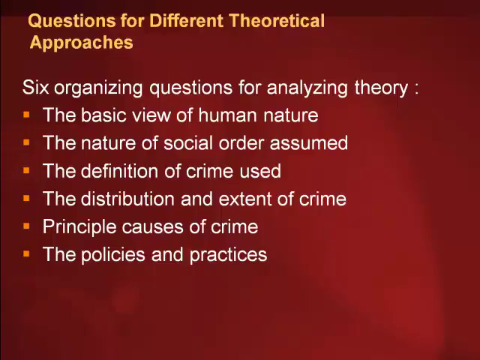In other words, are humans predestined to do bad things unless they're controlled? Some theories argue that. Other theories might argue that humans are a blank slate and we get ascribed bad behaviors, maybe through learning or our environment or whatever. Other theories are dependent on the definition of crime being used or what causes crime or what have you. And some theories particularly lend themselves to particular policies and practices.